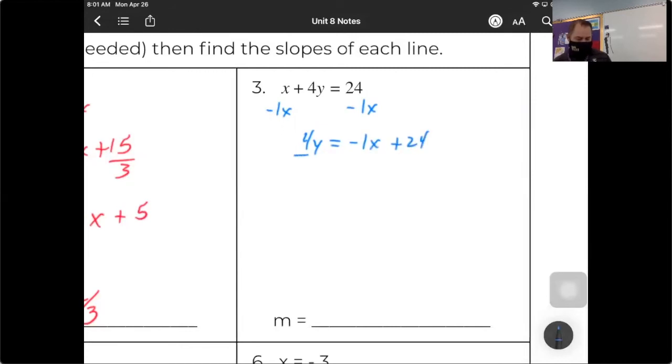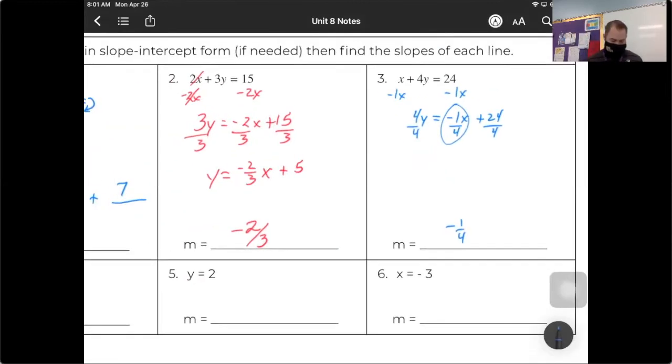Then when I divide by 4, I'm not just dividing x by 4, I'm dividing that negative 1 by 4. So I get the slope is negative 1/4. When you write your slope in these blanks, when you write m equals, you're not going to write an x there. You're not going to say m equals something with an x. You're just going to write m equals a fraction with numbers.